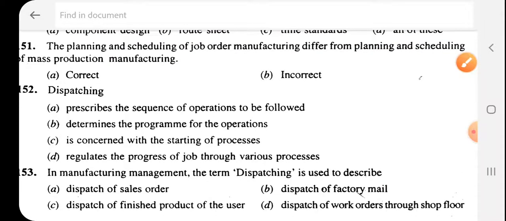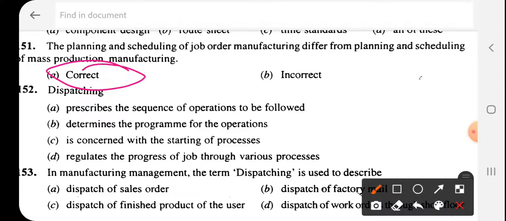Planning and scheduling of job order manufacturing differs from the planning and scheduling of mass production manufacturing. So 151 is A, correct, because job order and mass production have different planning. Dispatching means C, it is concerned with the starting of a process. From which process it will be dispatched, means it has to start. 152 is C.